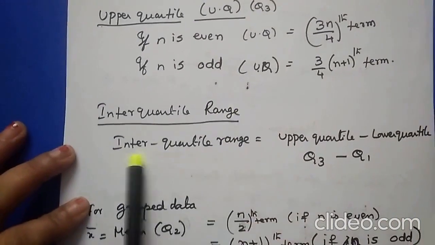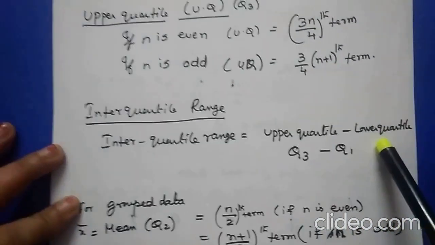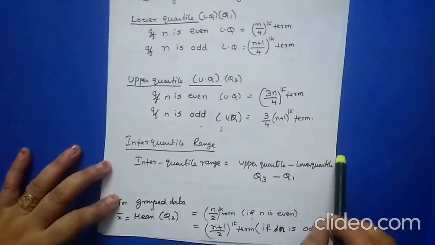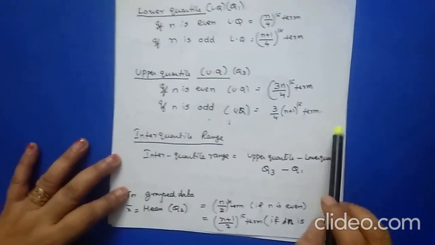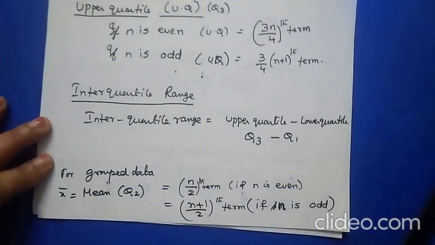Interquartile range. Interquartile range is equal to upper quartile minus lower quartile. You are going to find the lower quartile and upper quartile through the graph. What are the answers you are getting? The difference between the upper quartile and lower quartile is called the interquartile range.